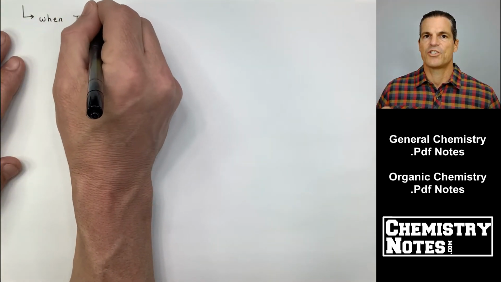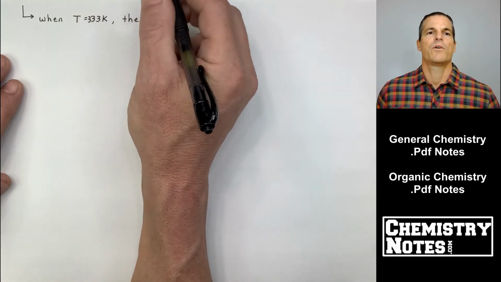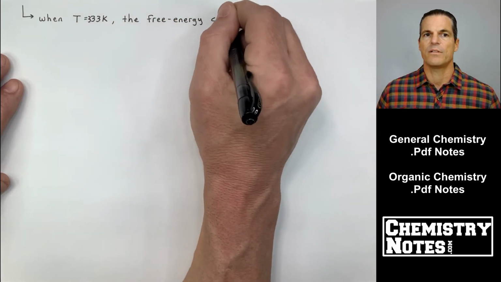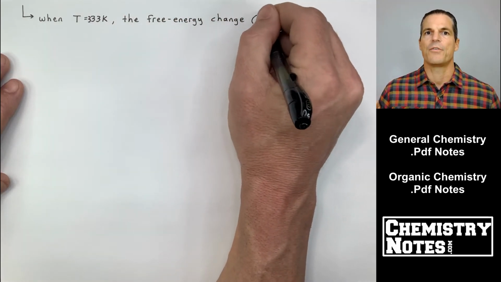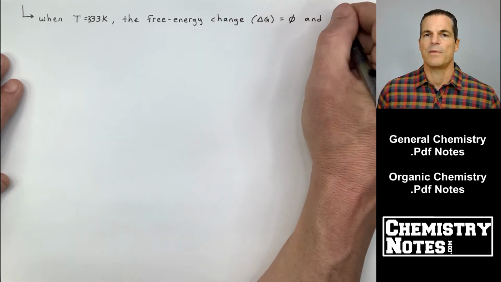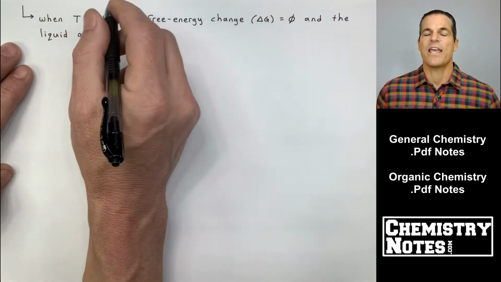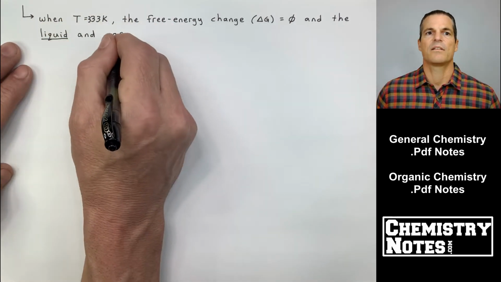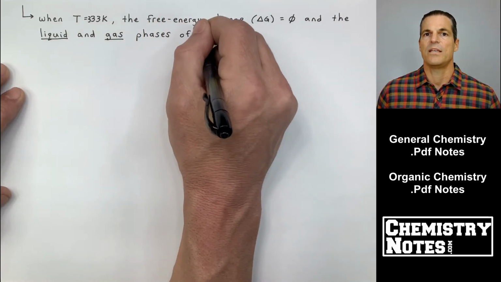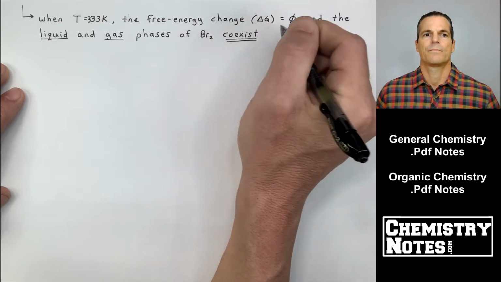So again, that should not have been 33 Kelvin, that was 333 Kelvin. So when the temperature is equal to 333 Kelvin, spot on 333 Kelvin, the free energy change, delta G, is going to be equal to 0. Okay? And the liquid and gas phases of bromine are going to be in equilibrium with each other. So they're coexisting. Okay?